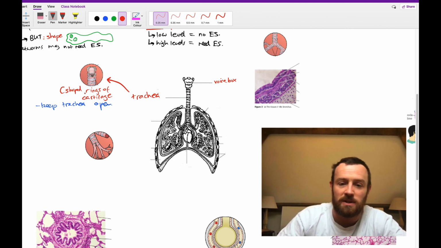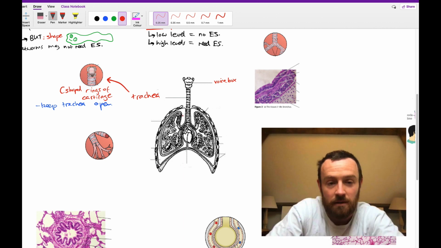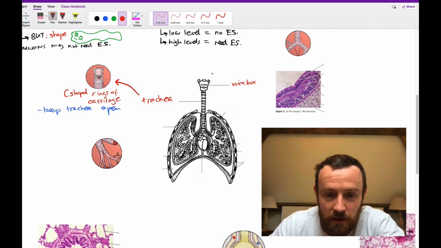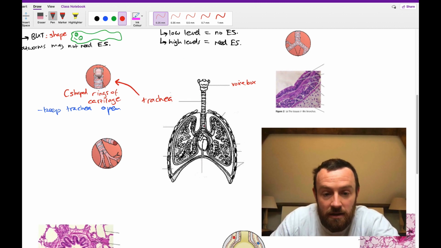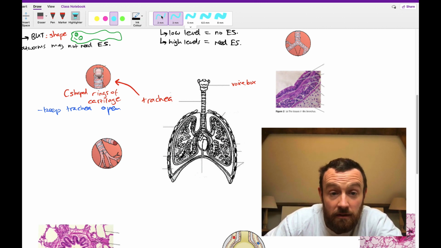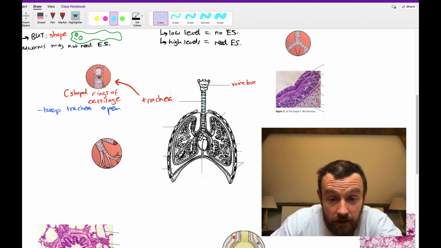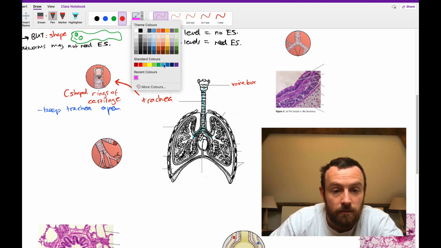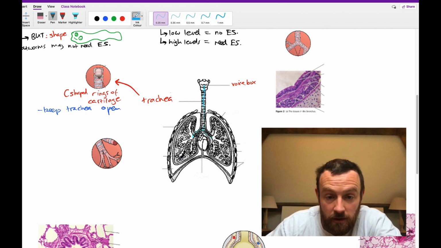Okay, so trachea, voice box, let's label the rest down here. I'm just going to zoom in a tad. As the trachea goes down, down, down, it then splits. So I'm also going to label the flow of air. Air goes down, down, down, and then it splits like this.